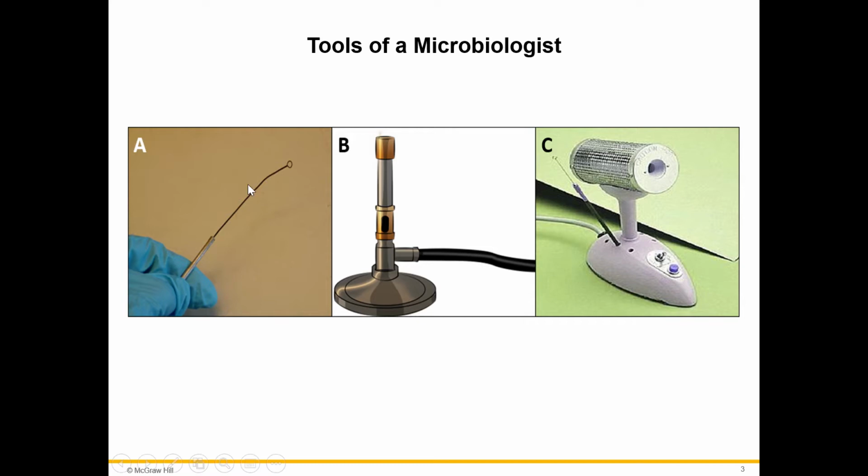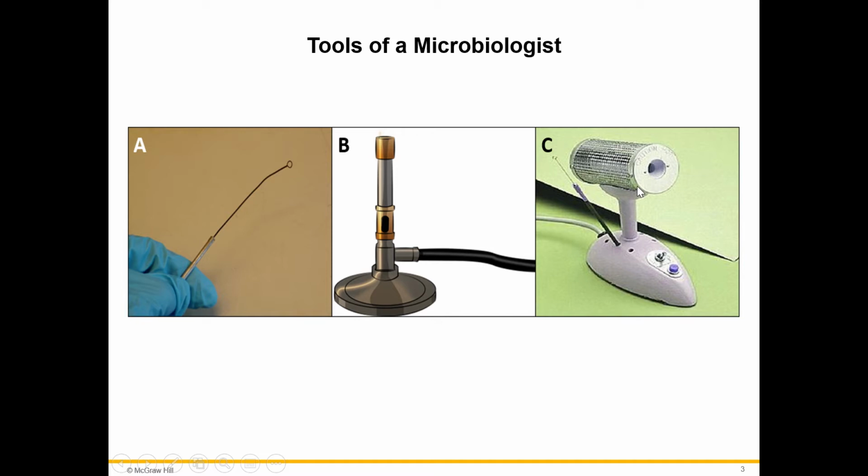This first picture is a loop. A loop, also known as an inoculating loop, is a tool that's used to move bacteria from one place to the next. So typically we would use a loop to culture microorganisms or to transfer microorganisms from one medium to the other medium. It's a safe way to pick up microorganisms without directly touching them with our hands.